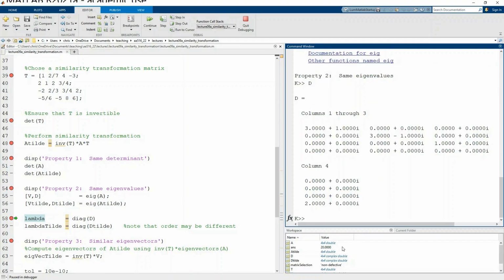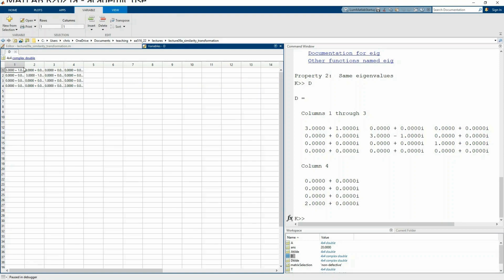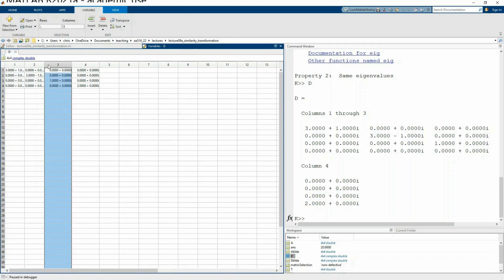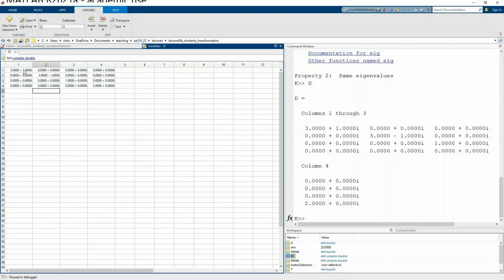And as you can see, D is basically a diagonal matrix. I guess if we look at this, let me open up. You can see it's a diagonal matrix. These are all zeros. If you look at 0 plus 0i, that's what all these other entries are. So there's only entries along the diagonals, and the diagonal entries are the eigenvalues. So that's what the eigen function is giving us. So it looks like for this matrix A, there's an eigenvalue at 3 plus 1i, 3 minus 1i, 1 and 2, right? That's the eigenvalues.